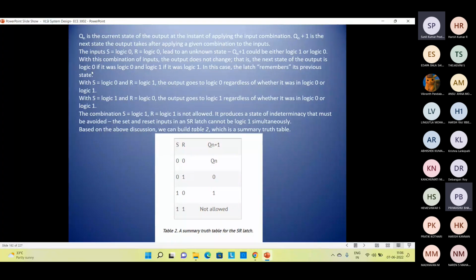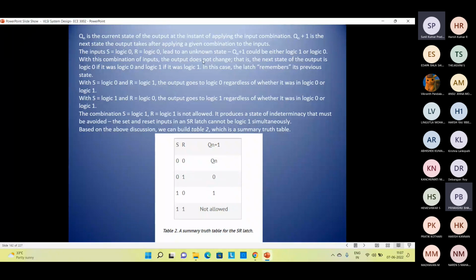With this combination of input, the output actually does not change. That is, the next state of the output is logic 0 if it were logic 0, and logic 1 if it were logic 1. Okay, now in this case, the latch remembers its previous state. If you can see here, the latch remembers its previous state.